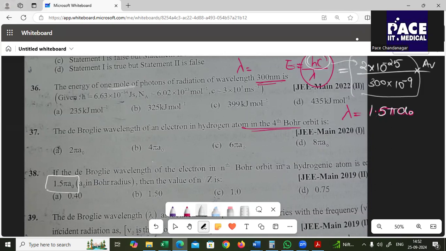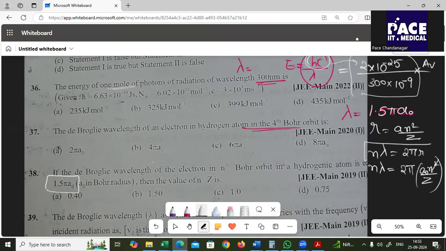So that is the value of the lambda given to us, and we know the radius is a naught n square by z, right? So therefore, we know the value of n lambda is equal to 2 pi r, or lambda is equal to 2 pi r by n. That's also a formula we have written there, right? So n lambda is equal to 2 pi r, 2 pi into, in the place of r, I would be using a naught into n square by z.